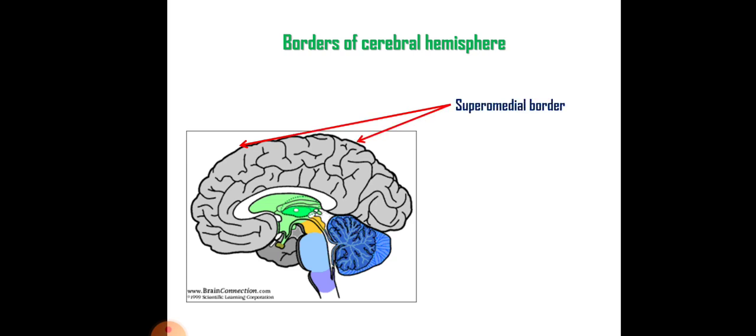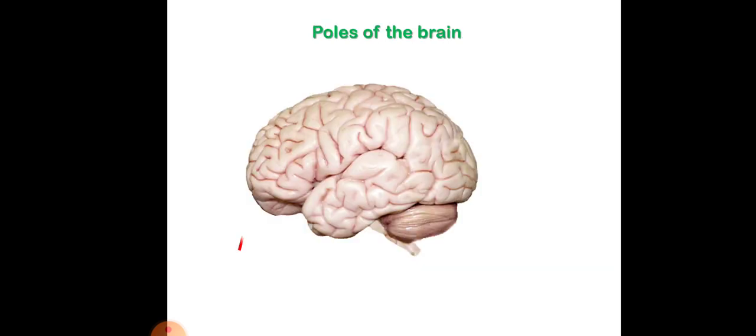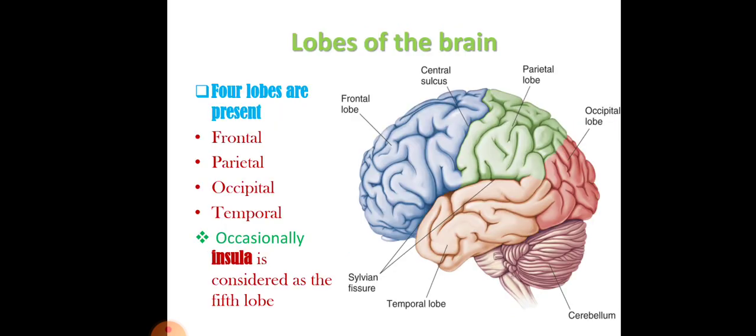Now the borders of the cerebral hemisphere. We have the superomedial border, then the inferior border. So these are the borders of the cerebral hemisphere. Then the poles of the brain. We have the frontal pole, which is on the anterior side, then the temporal pole on the anterior inferior side, and we have the occipital pole on the posterior side.